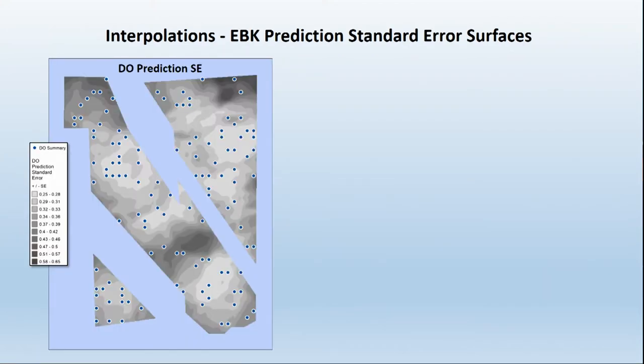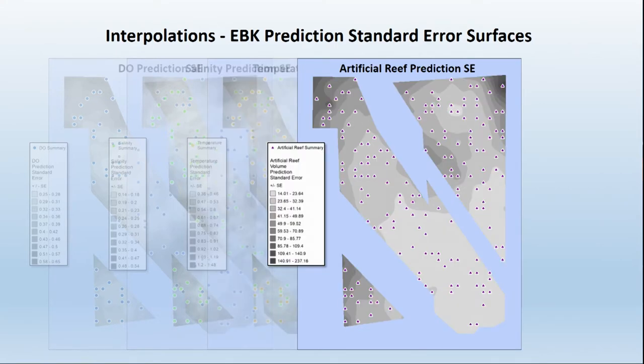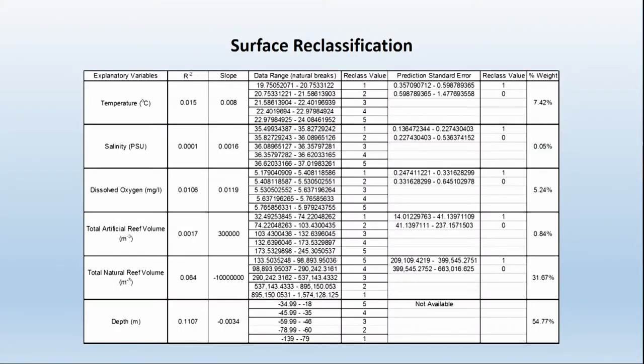In addition to the prediction surfaces, I also generated prediction standard error surfaces for all the variables. The reason for this is I wanted to see how the prediction models compared to the actual observation models, and I'm going to incorporate the prediction standard errors into the overall analysis. So finally, the next step will be surface reclassification. This is essentially a big summary table that I generated in order to figure out how it's going to reclassify.